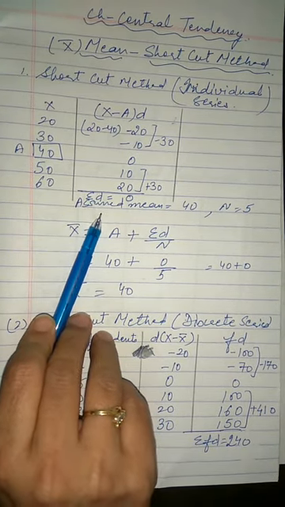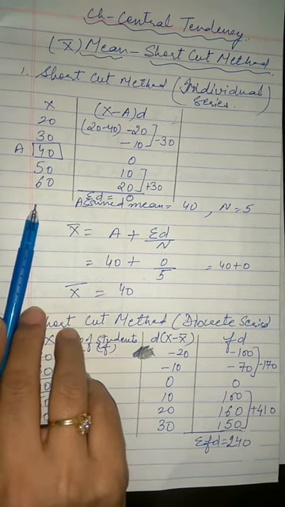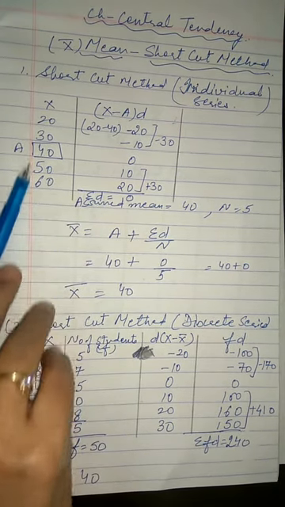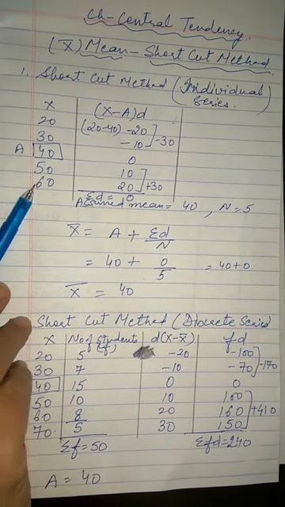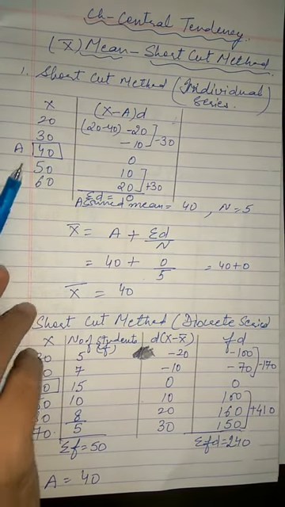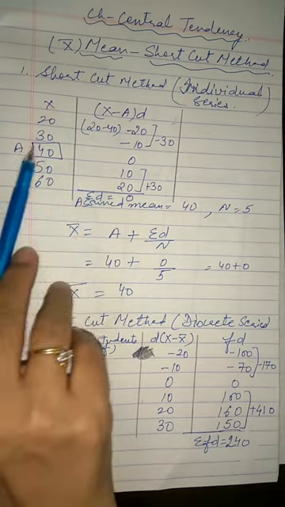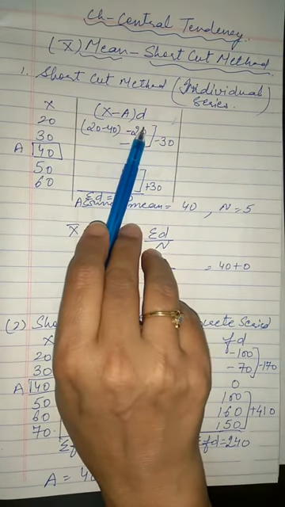Basically, this assumed mean is taken to ease the calculations. When the data is quite difficult or the numbers are more, then to ease that we take an assumed mean and we take deviations. That stands for D.